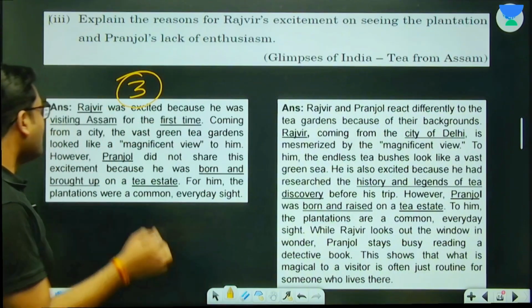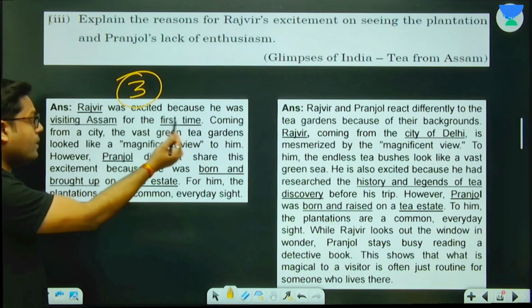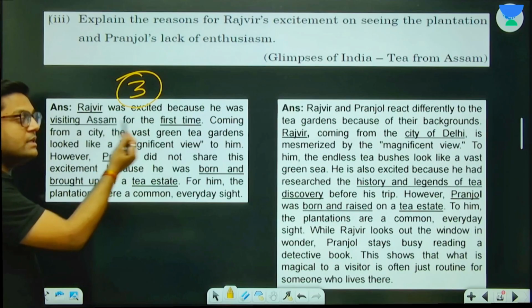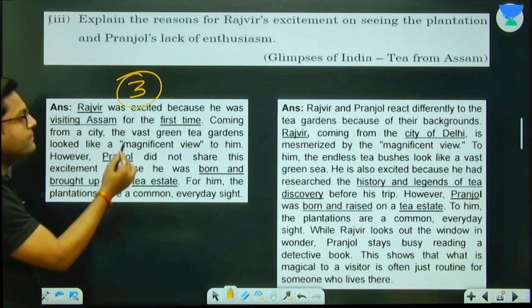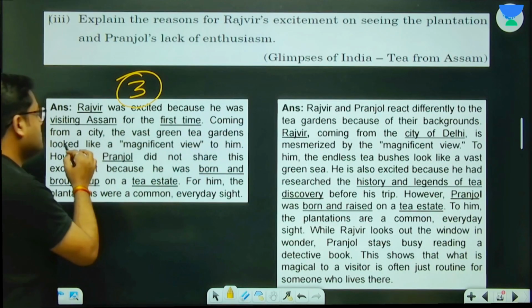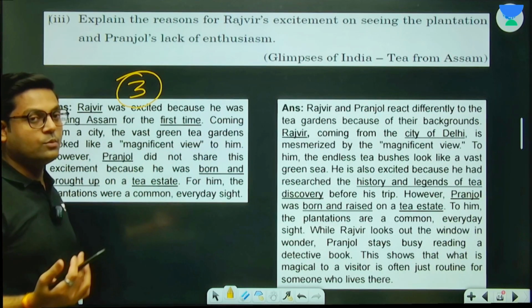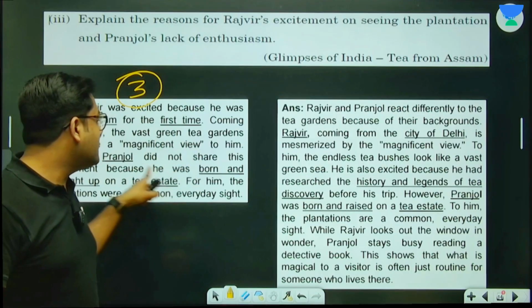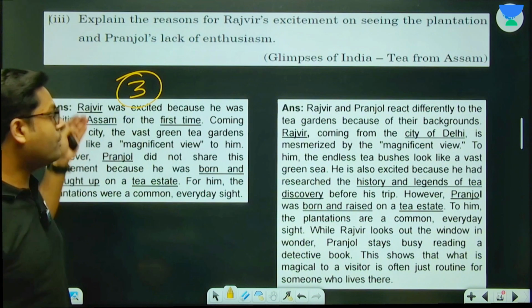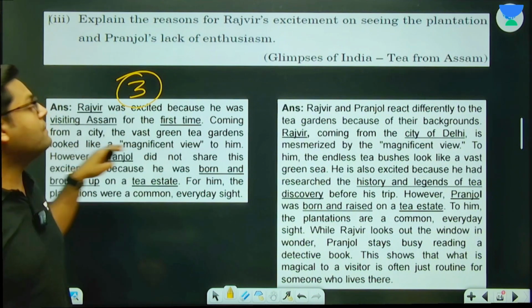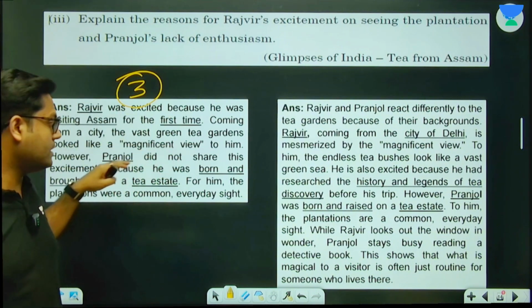ऑलराइट, तो आपको लिखना है कि राजवीर एक्साइटेड था. व्हाई? बिकॉज वो आसाम विजिट कर रहा था फॉर द फर्स्ट टाइम एंड कमिंग फ्रॉम अ सिटी, क्योंकि वो सिटी से बिलोंग करता था. द वास्ट ग्रीन टी गार्डन लुक्ड लाइक अ मैग्निफिसेंट व्यू. अब अगेन मैंने यहाँ पे एनसीईआरटी की जो लाइन्स है वो कोट की है कि वो एक सिटी से आता है, वो सिटी से बिलोंग करता है, और जब वो असम आता है तो वो एक मैग्निफिसेंट व्यू होता है जब वो प्लांटेशंस को देखता है.